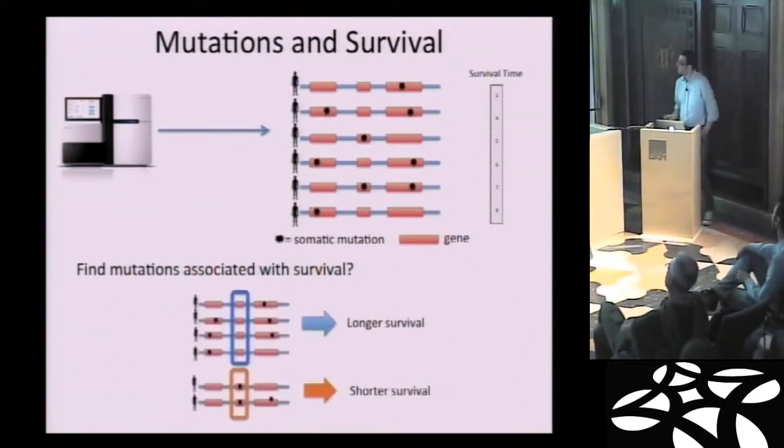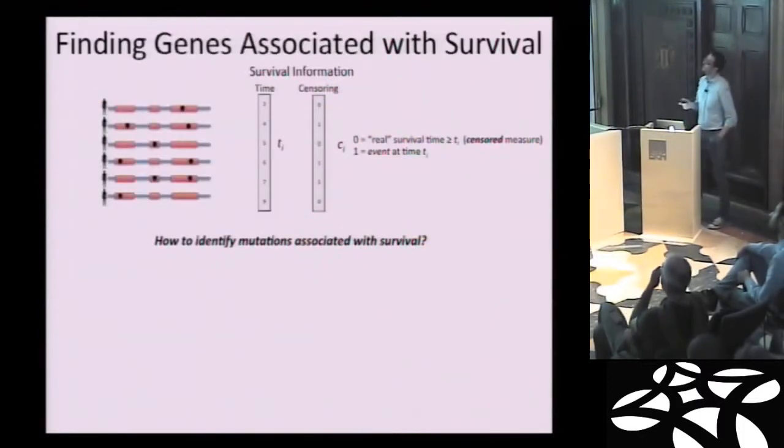What do I mean? If we look, for example, at a specific gene, we could split the patients into two groups: the ones that do not have a mutation in the gene and the ones that do have the mutation in the gene. And these two sets of patients may have different survival. They may have different distributions of survival time. So let me be a bit more specific about what survival data we have.